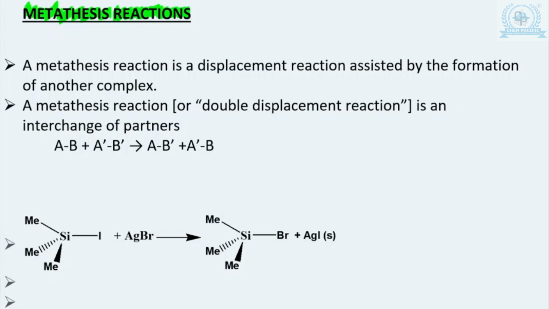Now, the metathesis reaction is a displacement reaction assisted by the formation of another complex. If I want to explain it in a very simple form, it is a double displacement reaction, or else you can also say that this is the exchange of partners.